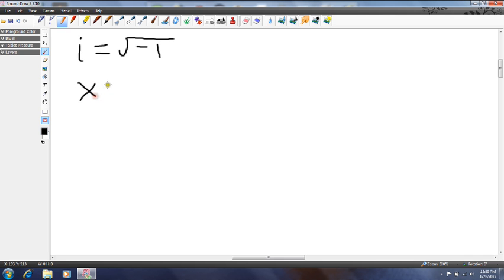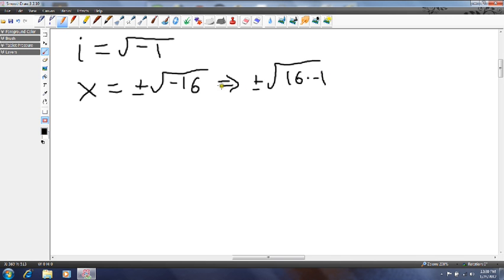So for instance, say we have an equation x is equal to plus or minus the square root of -16. We can take that and rewrite it as plus or minus the square root of 16 times -1. All we're really doing is saying -16 is the same as 16 times -1. But from there we can split it into two radicals, because a property of square roots is that we can split it into two separate radicals when we have something multiplied under it. So we get the square root of 16 multiplied by the square root of -1.